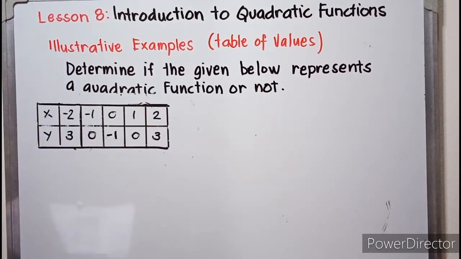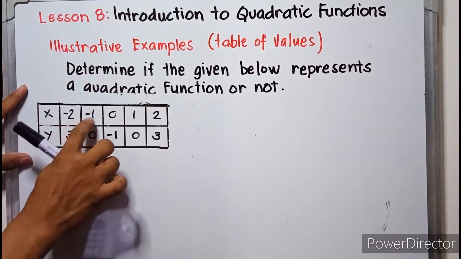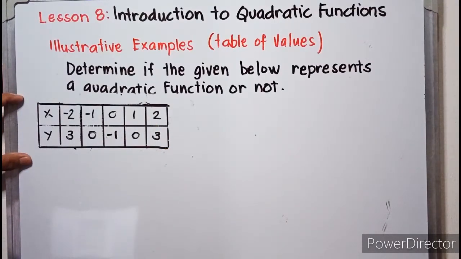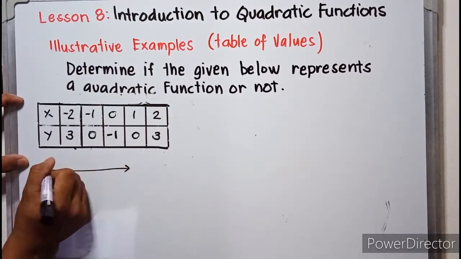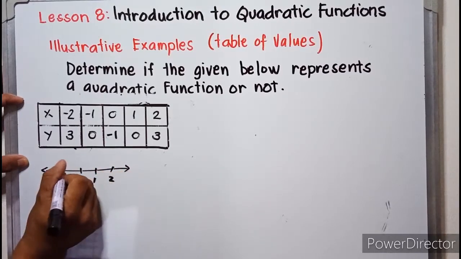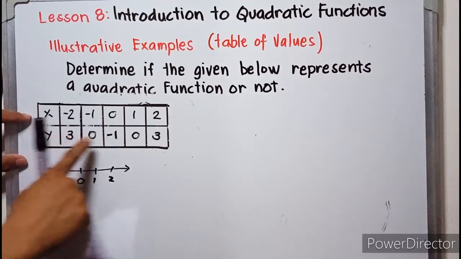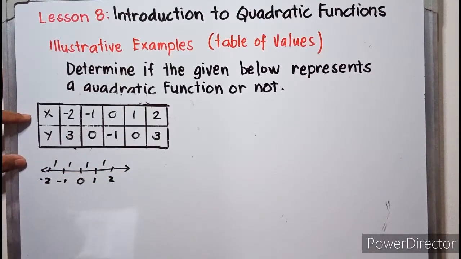So paano natin malalaman kung ang table na ito ay nagpapakita ng quadratic function? Una, titingnan natin ang interval ng ating x. Dapat siya ay constant. Kung makikita natin sa ating number line, 0, 1, 2, negative 1, negative 2. So the interval for our x is constant, which is 1. Okay, so interval niya is 1.